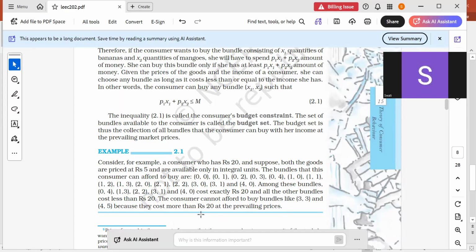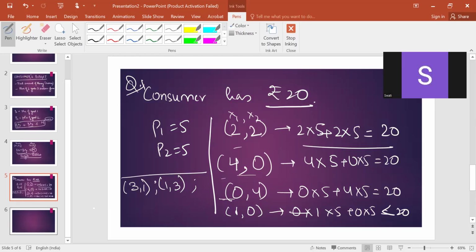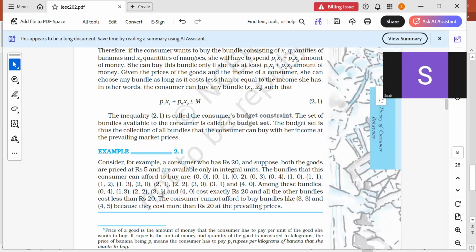So this is an example they have mentioned. There are other combinations also, like we can consider 0, 0, 0, 1, 0, 2, 0, 3, and so on. The consumer cannot afford to buy 3, 5 because it costs more than 20, obviously. Nor can she afford 4, 5, because they cost more than 20 at the prevailing price.